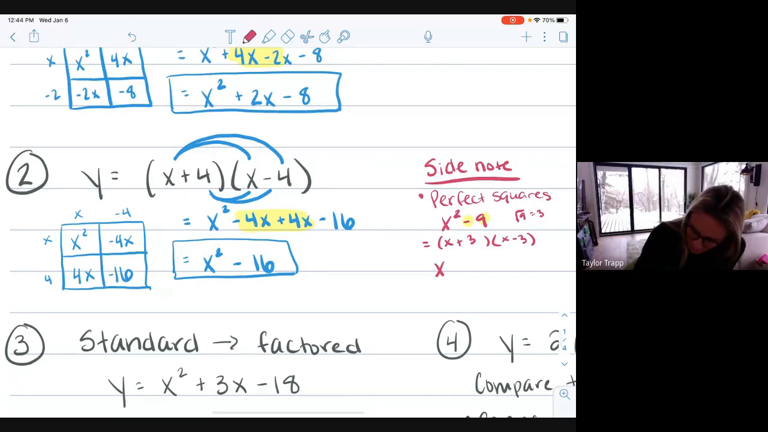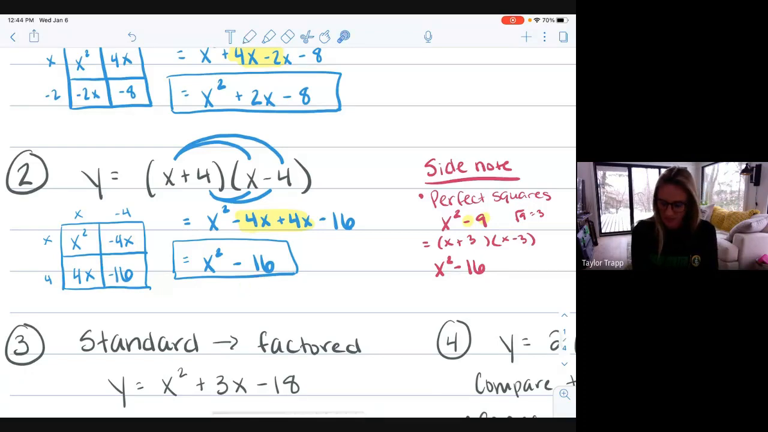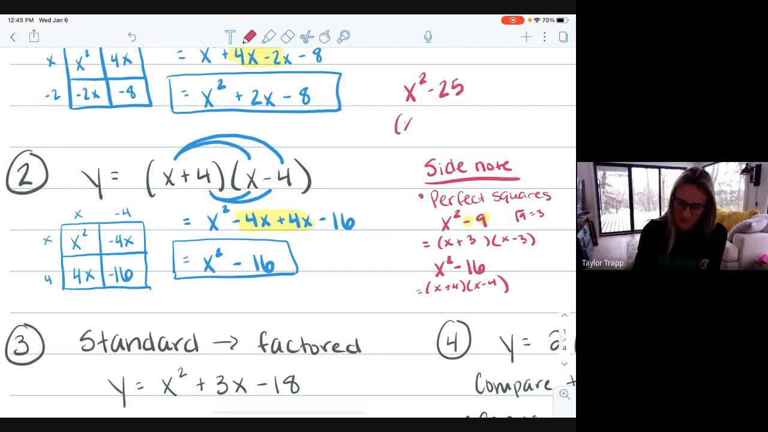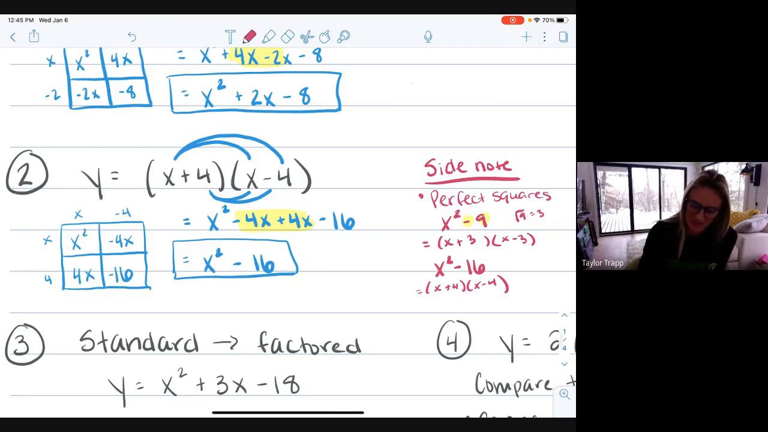What if I gave you x squared minus 16, just like the answer we just got here? Well, there's a minus, and the square root of 16 is 4. So I know I can just make it (x plus 4)(x minus 4). Crazy, right? So even if I went backwards with this, now that you might see that pattern, what if I did x squared minus 25? You know that that's (x plus 5)(x minus 5). And then let's think about it this way. What if we did (x plus 10)(x minus 10)?